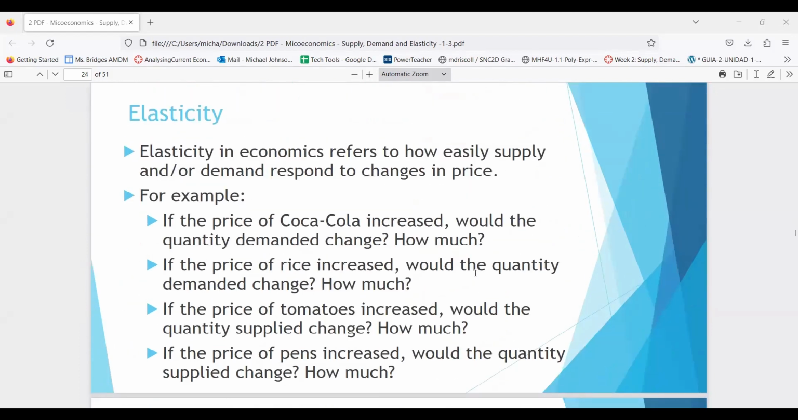So elasticity in economics shows how easily supply and demand respond to changes in prices. If the price of Coca-Cola increased, would the quantity demanded change? And by how much? Does Emma Ruther want to try this one?